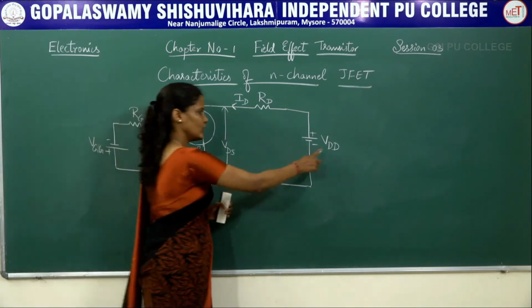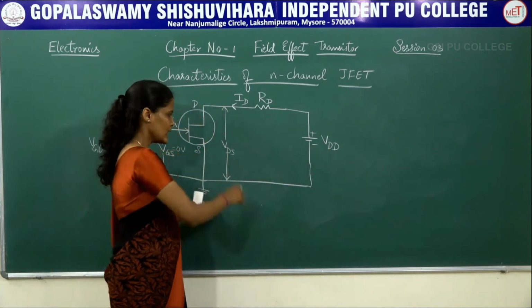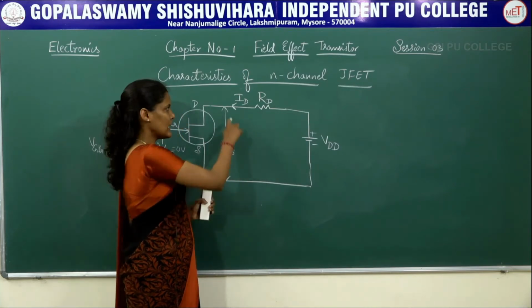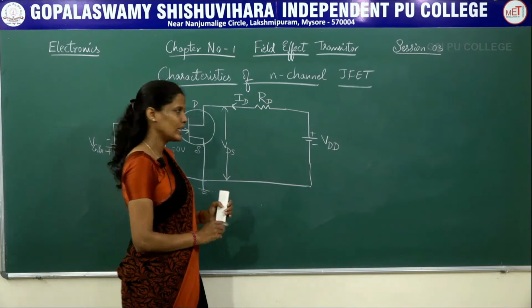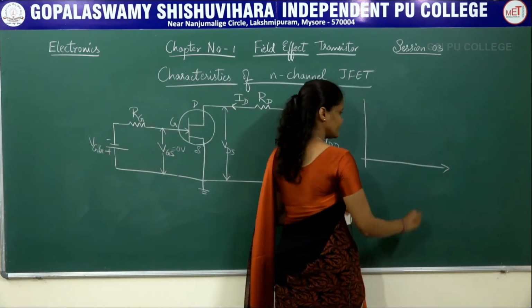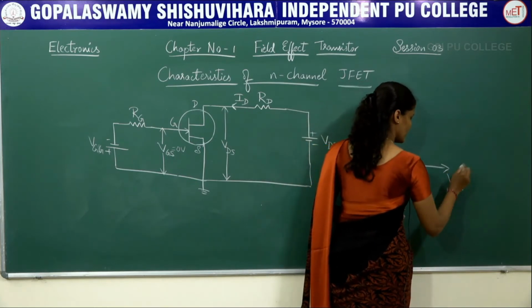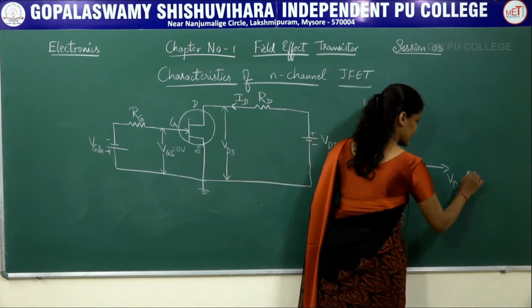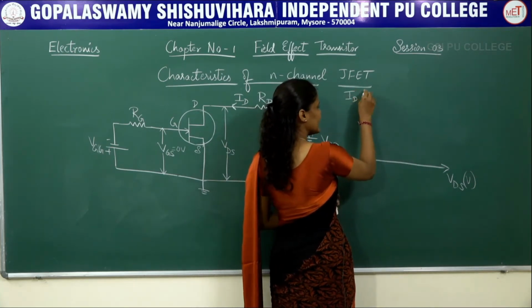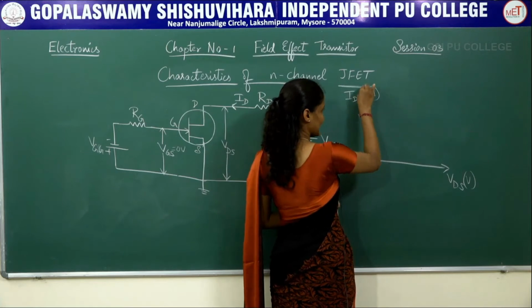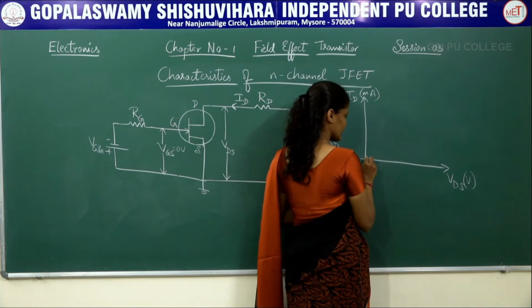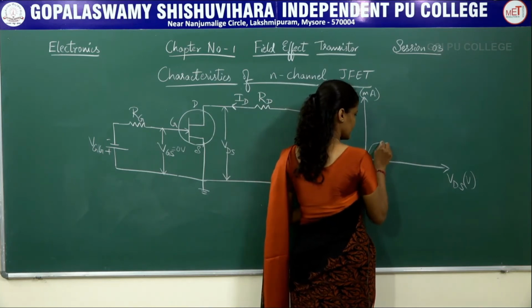After that, we are going to vary this VDD in such a way that VDS will be set to some voltage levels, and note down the corresponding ID values. So when it comes to characteristics, we are going to draw VDS, that is drain to source voltage, across the x axis and the drain current ID across the y axis. After this, we are going to get a set of curves.